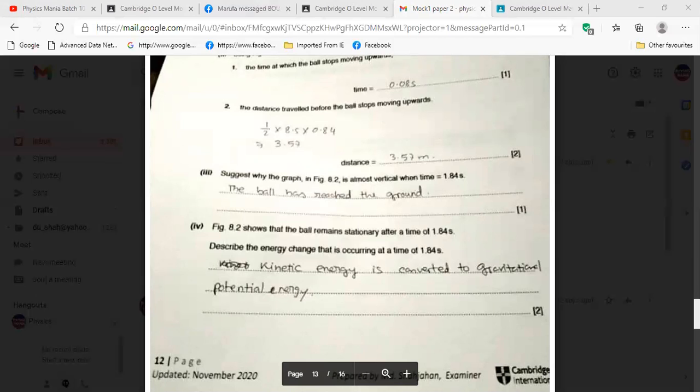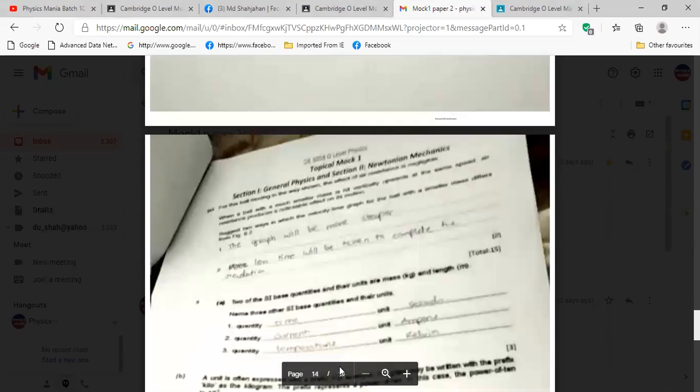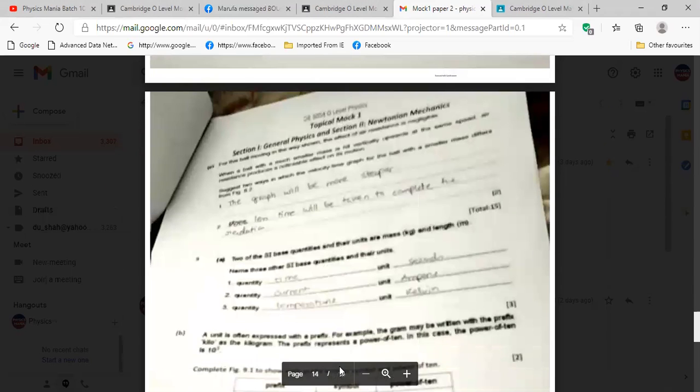Then it's C. Then in C I wrote the graph will be more steeper. Less time will be taken. Can you read the question, please?